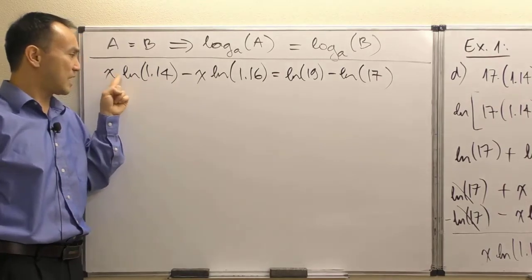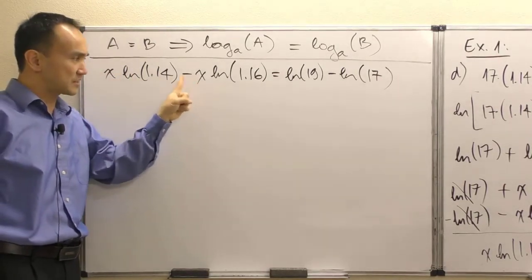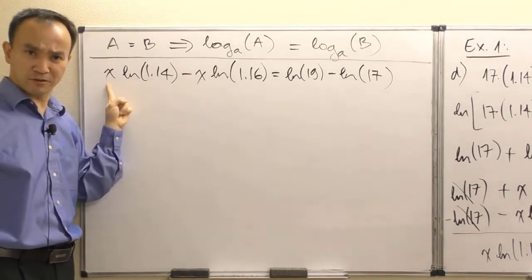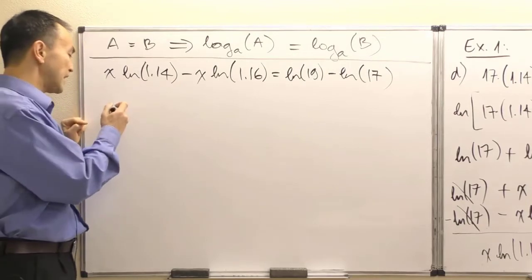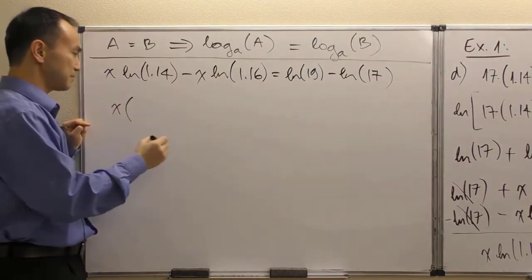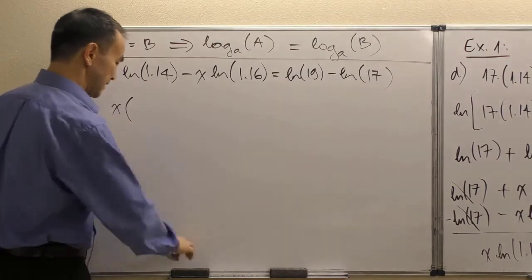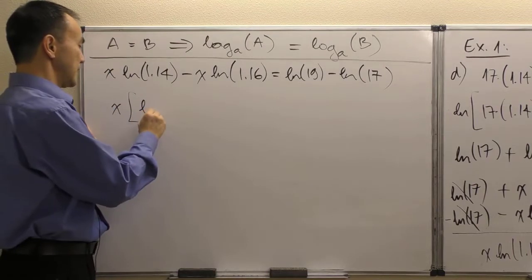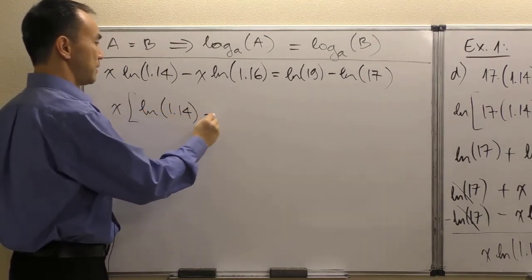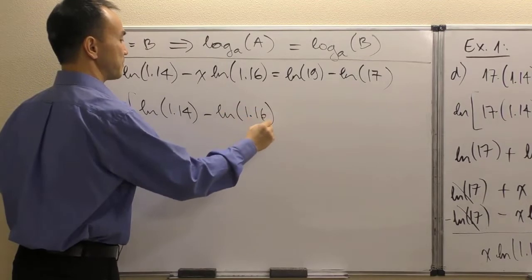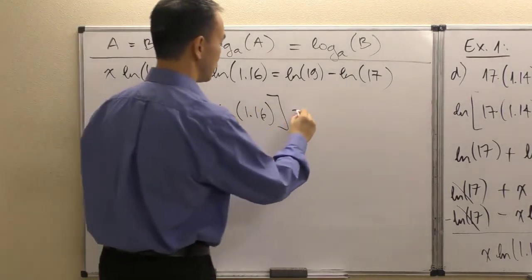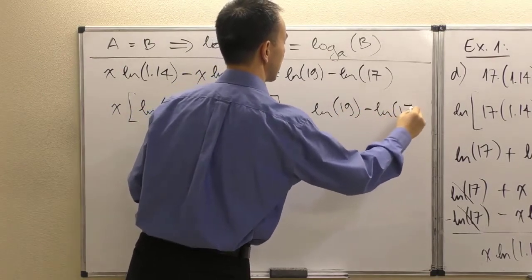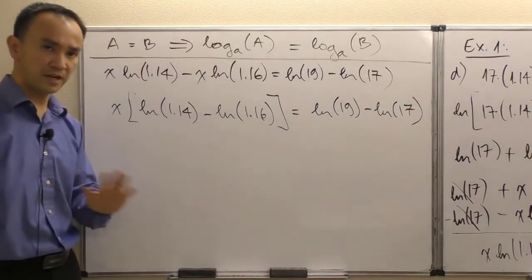Okay, so x times this constant coefficient minus x times that constant coefficient again. So we realize this is simply a common factor again. So I'm going to factor out the x in my next step and produce, let's use brackets here, natural log of 1.14 minus natural log of 1.16, equals natural log of 19 minus natural log of 17. Okay, a very clear-cut method.